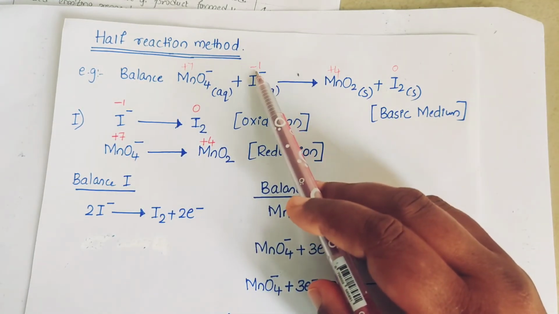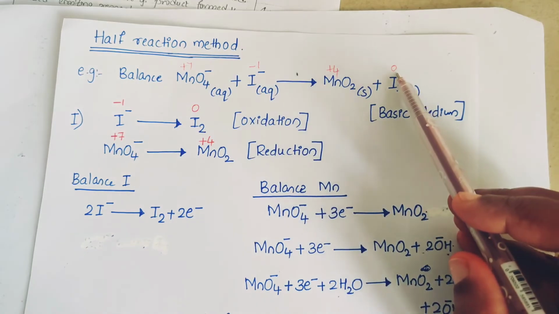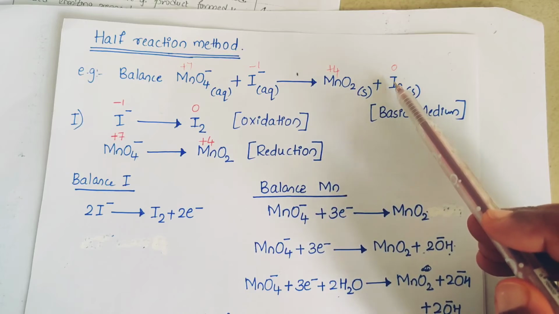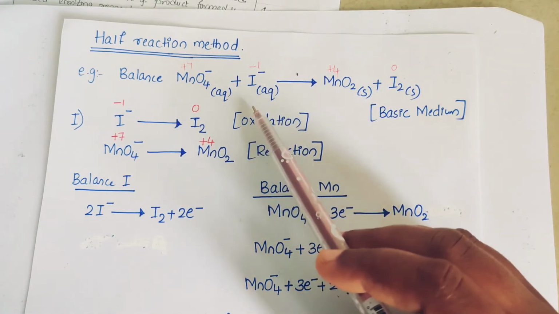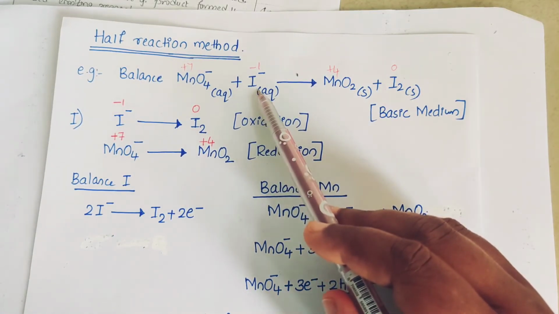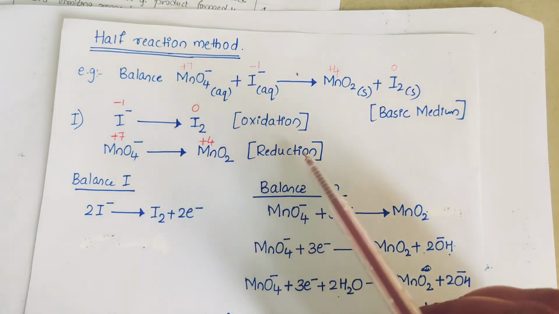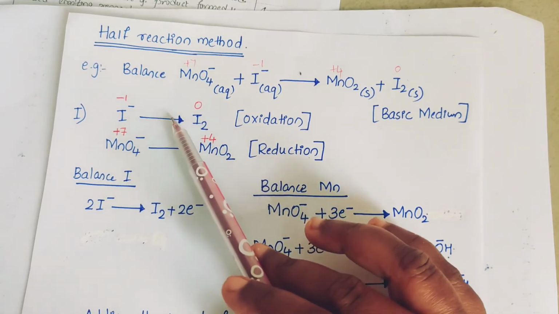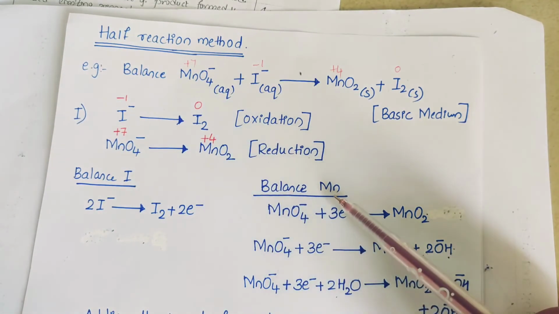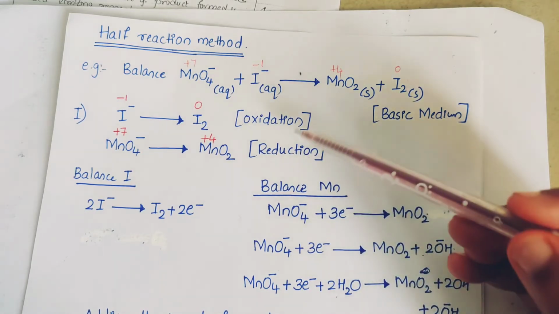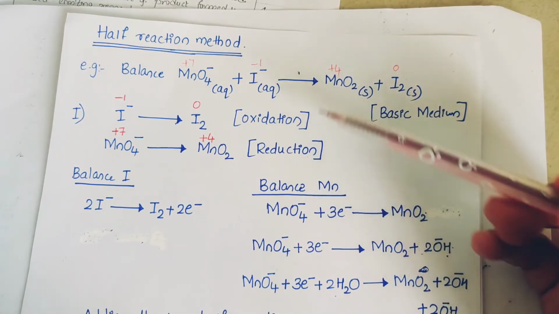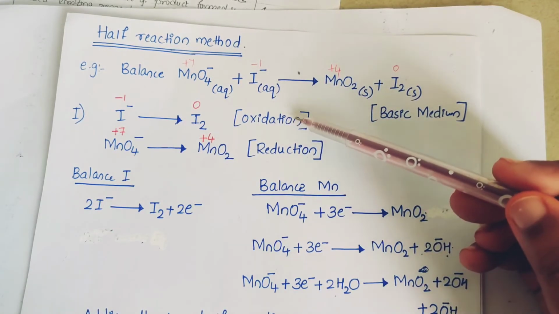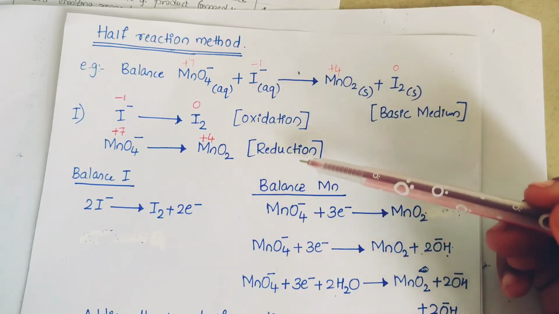Iodide ion, which is in -1 oxidation state, is changing to 0. In the sense there is an increase in oxidation number. In the sense it is undergoing oxidation. So iodide ion is undergoing oxidation. Manganese is undergoing reduction. So separate these two equations. So first we'll balance iodide ion, then we'll balance manganese. Okay, so oxidation, as we all know, is loss of electrons. Reduction is what? It is gain of electrons. So oxidation is loss of electrons. How many electrons are lost we are supposed to check.